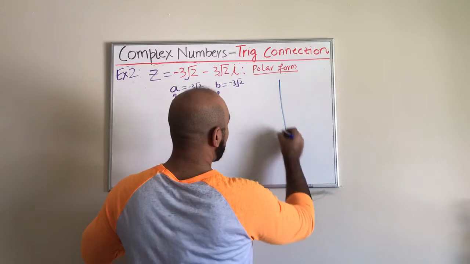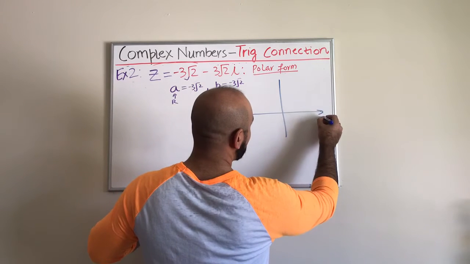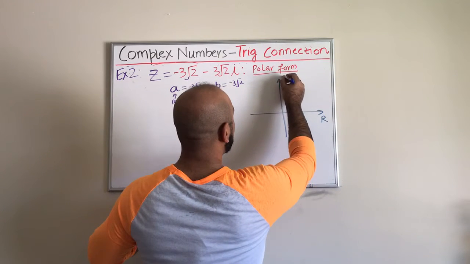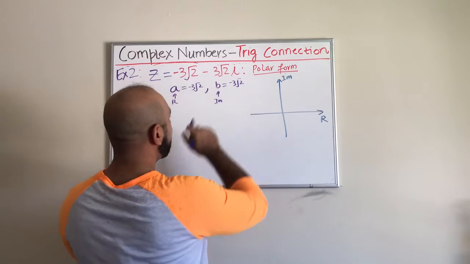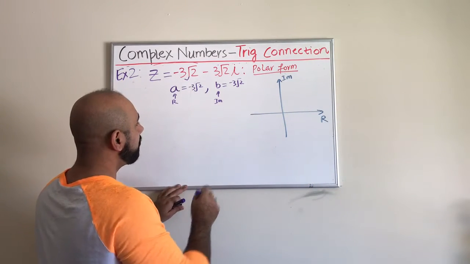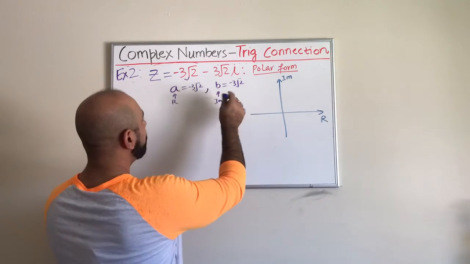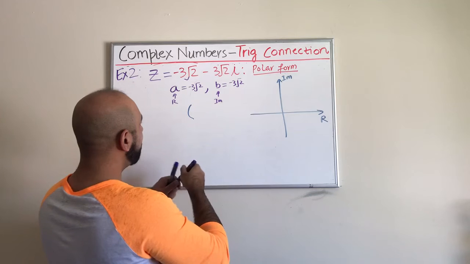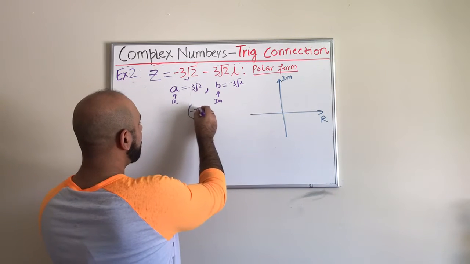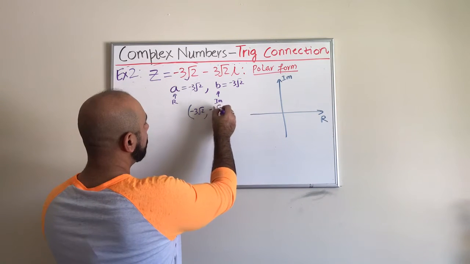and I'm going to draw my complex plane where this is my real axis, this is my imaginary axis, and let us plot the point a, -3 radical 2, and b, -3 radical 2. First of all, let me rewrite this as a coordinate pair. It is -3 radical 2 and -3 radical 2.